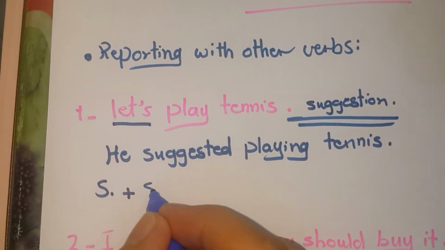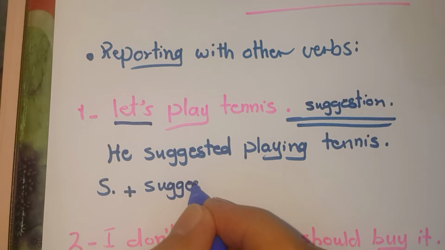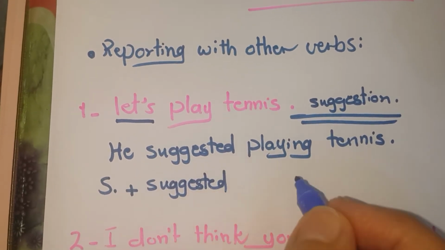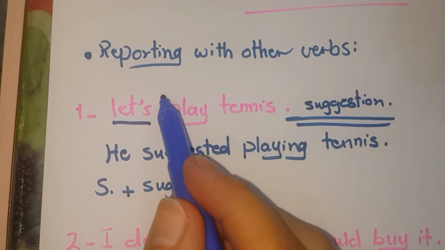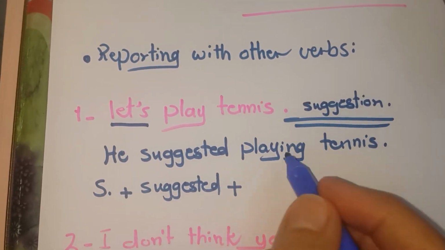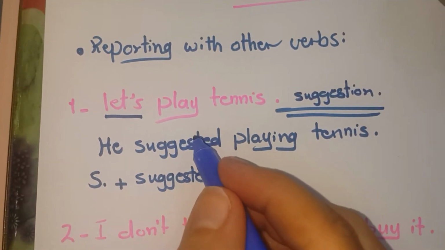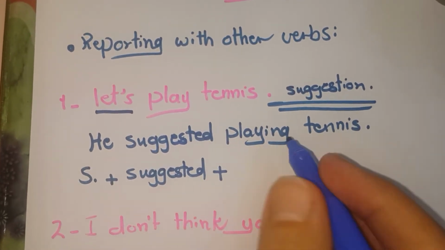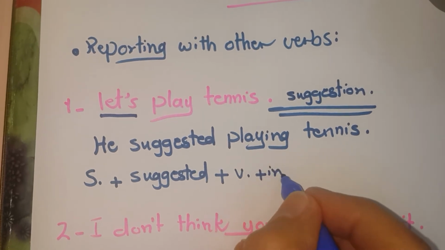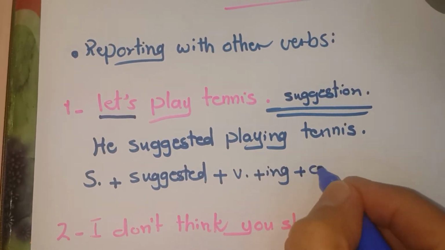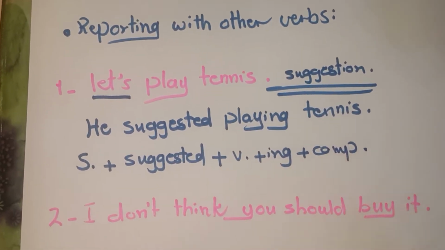So, if you have a suggestion, you should report the sentence using the following rule. Subject, the verb suggested to indicate that the sentence is a suggestion. Then, what was the suggestion? Play tennis. Use the verb of suggestion, then the idea of the suggestion. Add what? The verb, adding to it ing, then the complement.